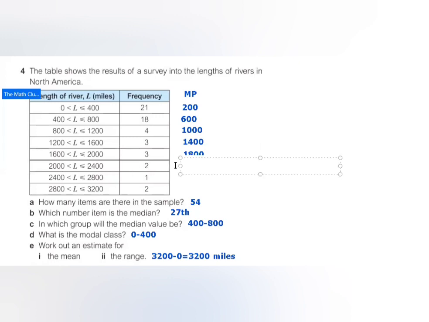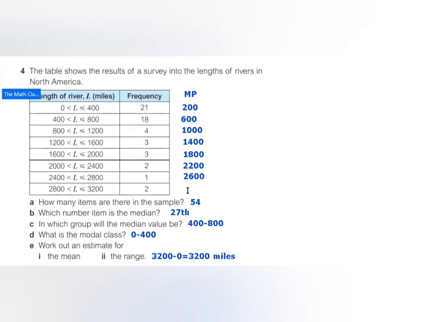So 2000 plus 2400, and then divide them by 2. So 2000 and 2400, and then divide them by 2, I'll get 2200. And then the next one we have 2400 plus 2800, and then divide them by 2, and I'll get 2600.